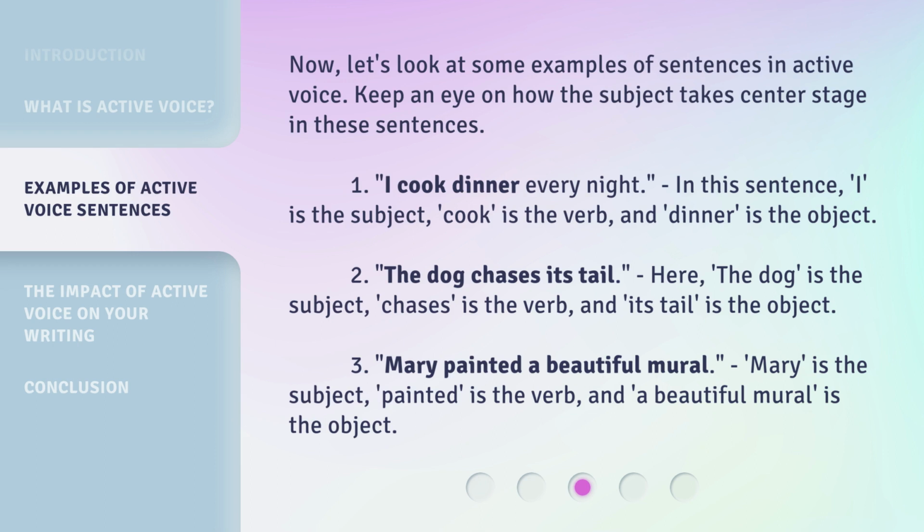2. The dog chases its tail. Here, the dog is the subject, chases is the verb, and its tail is the object. 3. Mary painted a beautiful mural. Mary is the subject, painted is the verb, and a beautiful mural is the object.